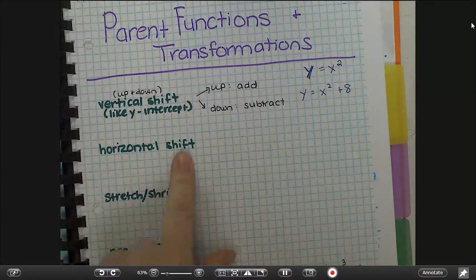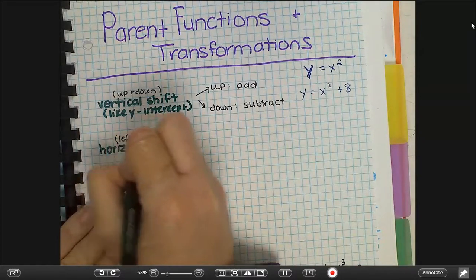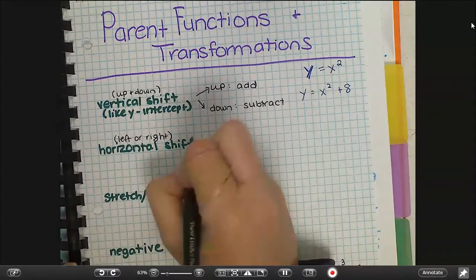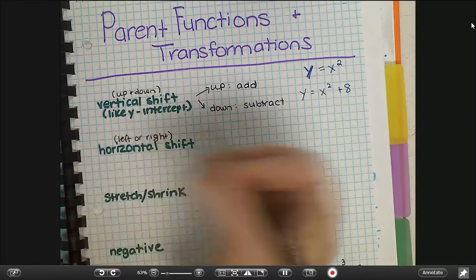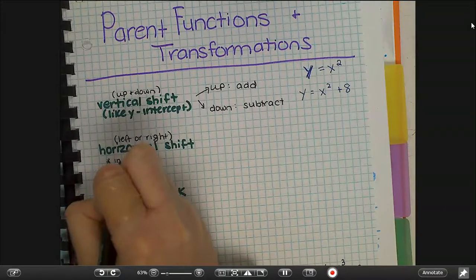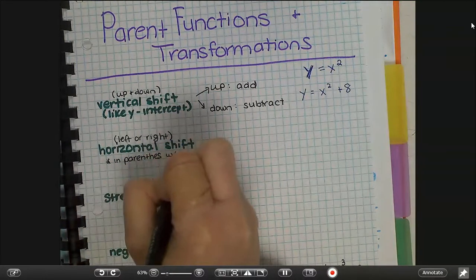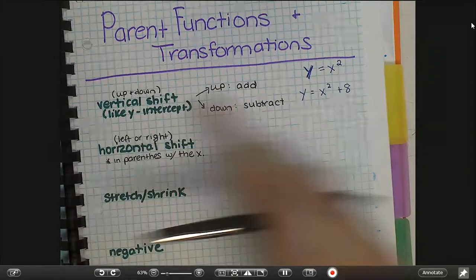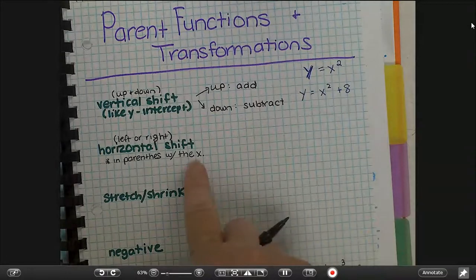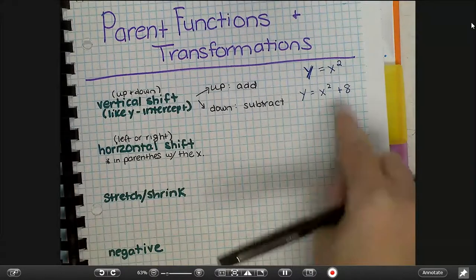The next thing that we can change is the horizontal shift. So that's moving it left or right. And this part gets a little funky. First of all, it's super important to know that when you move the horizontal part, it needs to be in parentheses with the x, or grouped with the x somehow. Okay, so where the y-intercept is kind of flying out there in free space, the horizontal shift has to be grouped with it. And I'll show you that here.